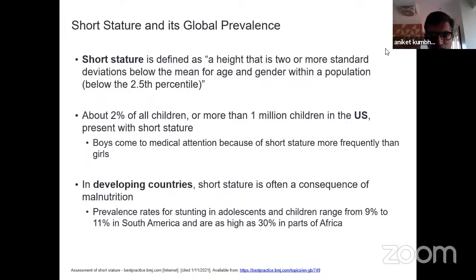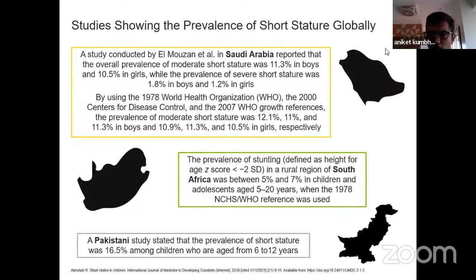In developing countries, short stature is often a consequence of malnutrition, and the prevalence rates for stunting in adolescents and children range from 9% to 11% in South America and are as high as 30% in certain parts of Africa. Now, a study conducted by Al Muzan in Saudi Arabia reported that the prevalence of moderate short stature was 11.3% in boys and 10.5% in girls, while the prevalence of severe short stature was 1.8% in boys and 1.2% in girls.